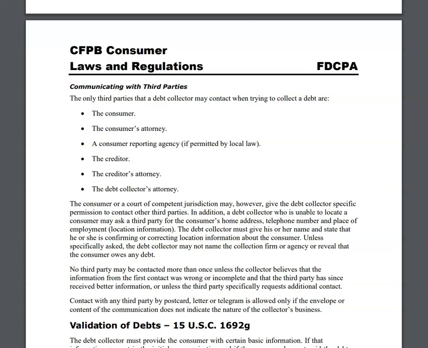The consumer or a court of competent jurisdiction may, however, give the debt collector specific permission to contact other third parties. In addition, a debt collector who is unable to locate a consumer may ask a third party for the consumer's home address, telephone number, and place of employment location information. This is what they do when they run the checks with the credit reporting agencies, and they'll do what's called skip tracing to see your current information.